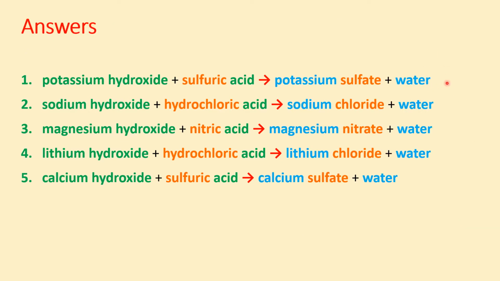Potassium hydroxide plus sulfuric acid makes potassium sulfate and water. Sodium hydroxide plus hydrochloric acid makes sodium chloride and water. Magnesium hydroxide plus nitric acid makes magnesium nitrate and water. Lithium hydroxide plus hydrochloric acid makes lithium chloride and water. And calcium hydroxide plus sulfuric acid makes calcium sulfate and water. So you notice there's a general pattern, right? You're making a salt and water every time.